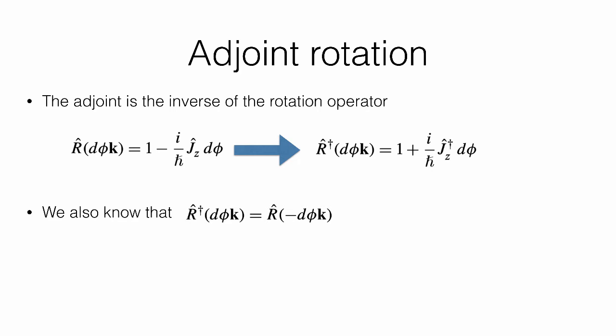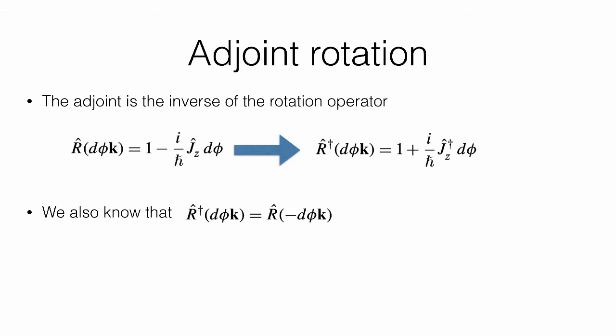So we should write R dagger simply using the definition of R, and of course the i becomes minus i, and Jz becomes Jz dagger. All the other parts are real numbers, so we don't have to worry about them. But at the same time, as I just mentioned, R dagger is the inverse of the rotation operator. In other words, R dagger of an angle d phi is the same as a rotation R of an angle minus d phi, because rotation by minus d phi is the inverse of rotation by d phi.